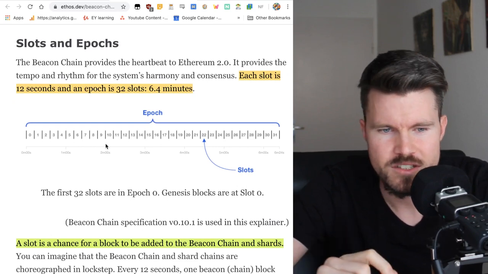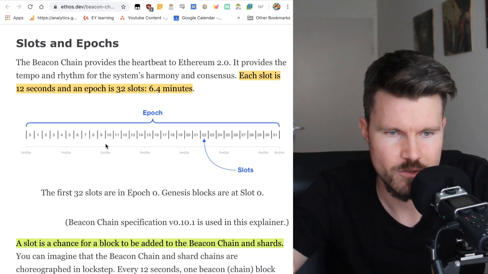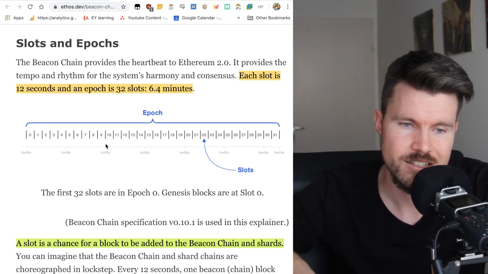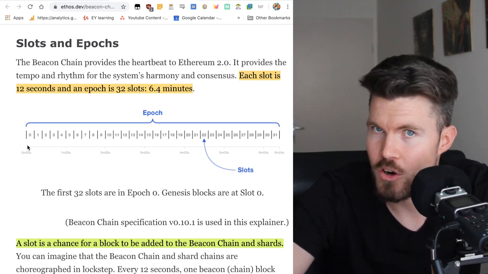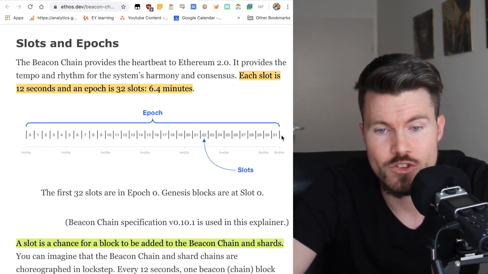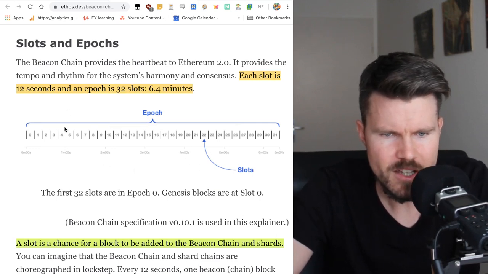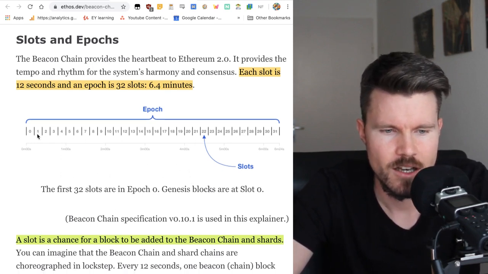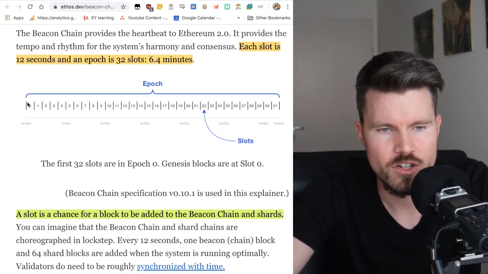Now you notice that we're talking about slots and not blocks. A block is also 12 seconds, but in Ethereum 2.0 we use slots because it's possible that one of these slots does not have a block. It could also be possible that there are no blocks in a whole epoch, though that shouldn't really happen. The whole epoch lasts around 6 minutes and 24 seconds. Each slot can have one block, and in an epoch you can have 32 blocks.